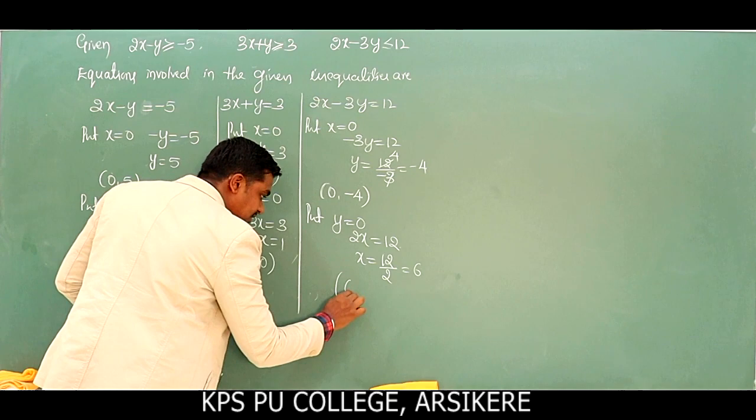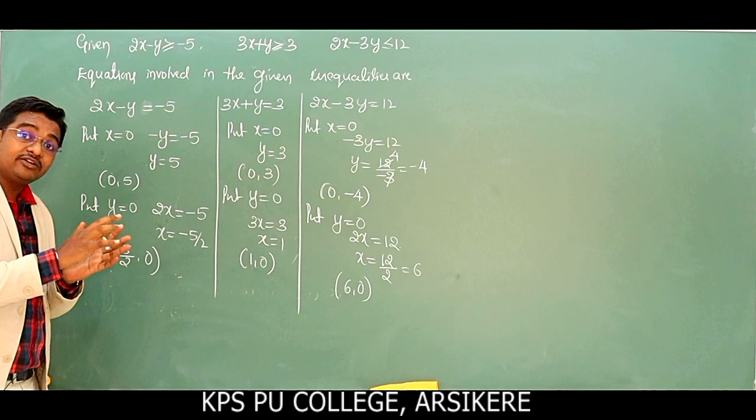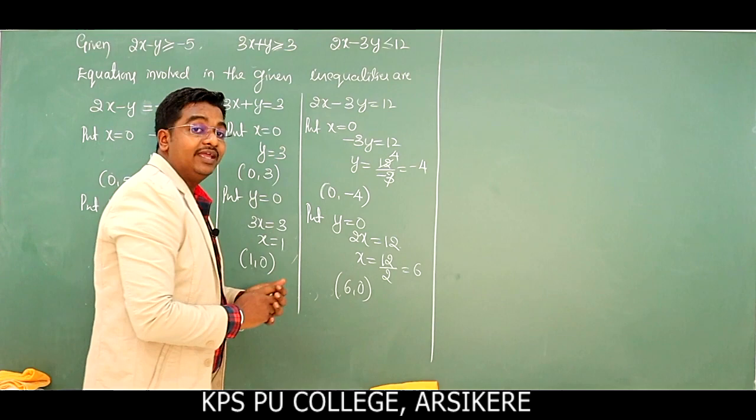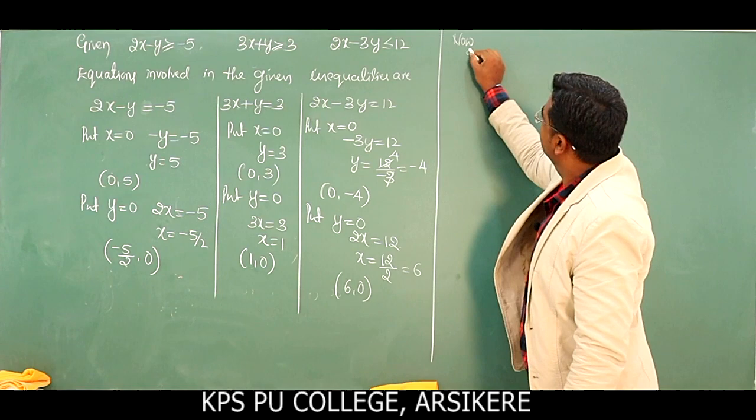What is the next step? Next step, we have to check whether the solution region for the given inequalities includes the origin or not, or lies towards the origin or not. So for that purpose, take all the inequalities. Now first one is 2x minus y greater than or equal to minus 5.